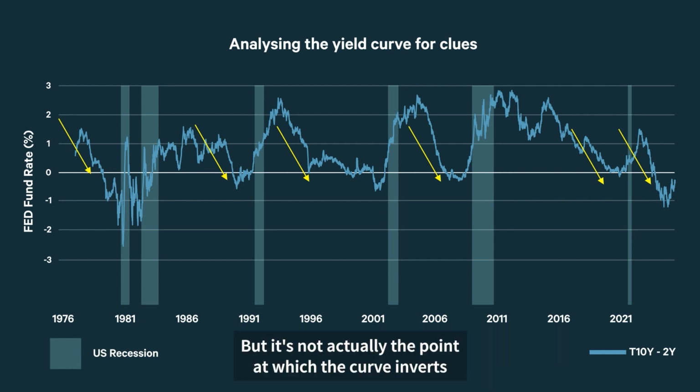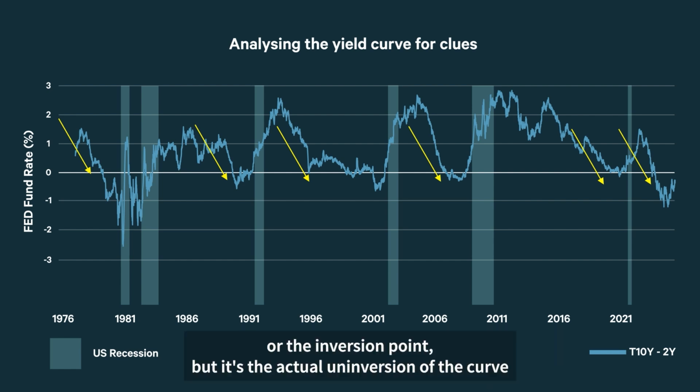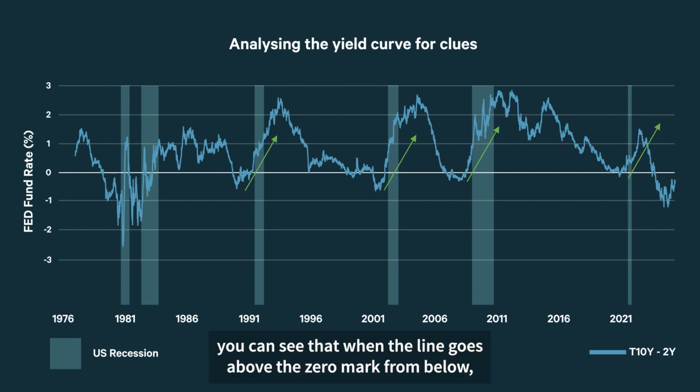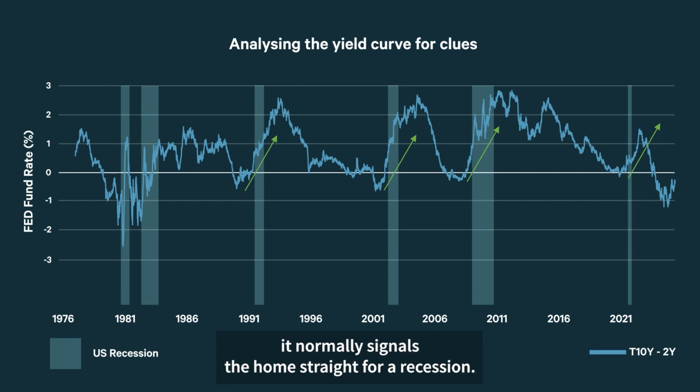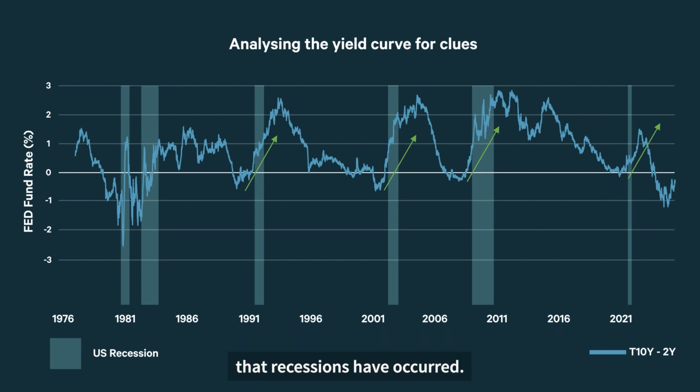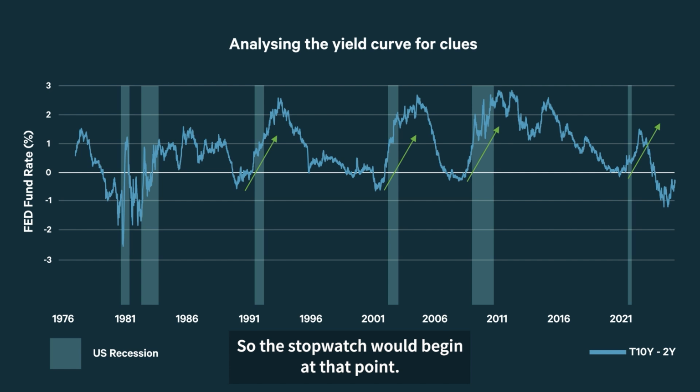But it's not actually the point at which the curve inverts, the inversion point, but the uninversion of the curve that provides the more accurate forecast on when the recession will come along. On the graph here, you can see that when the line goes above the 0 mark from below, it normally signals the home straight for a recession. And we've seen this on the last 4 occasions recessions have occurred. So the stopwatch would begin at that point.